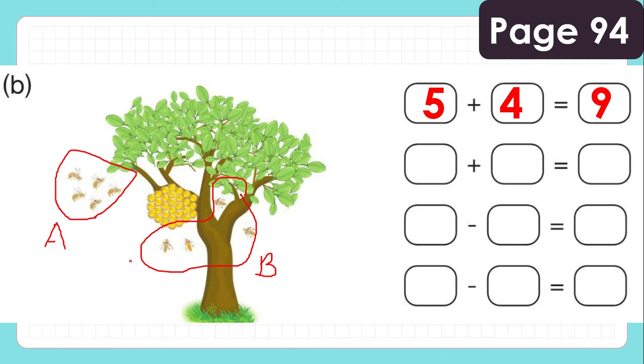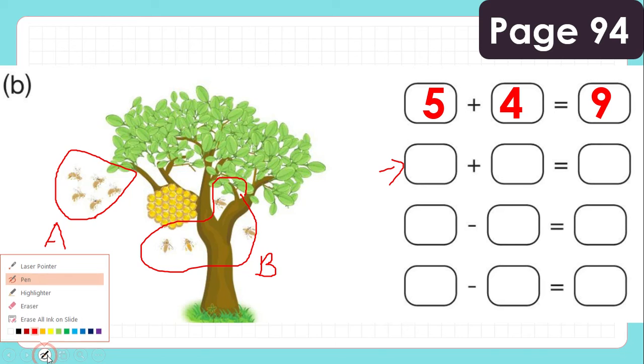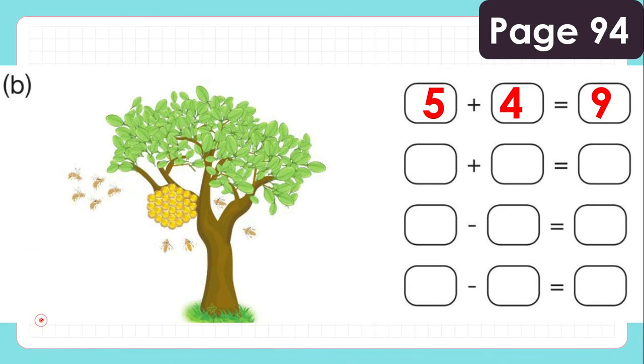Next, let's go to this part. How do we get the number again? We are going to add the numbers again. Let's just exchange. Let's put 4 there and let's write 5 here. Okay, so 4 plus 5 equals 9.